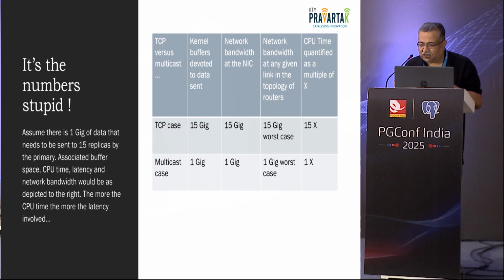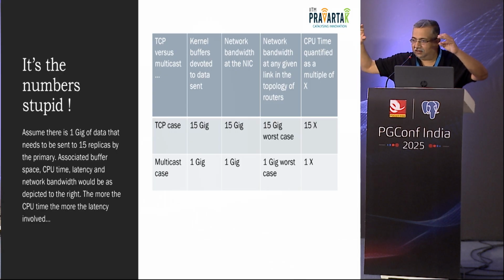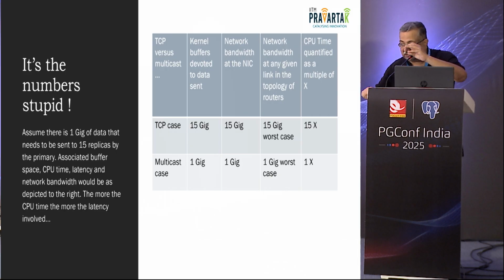Network bandwidth at the NIC will be another 15 gig on the primary. Network bandwidth at any given link in the topology of routers will be 15 gig worst case. Assume that there is 1 master and multiple standbys all behind a single router, right? So to reach that particular single router, which is the first hop router from the replicas, all the streams will have to cross the same set of links.